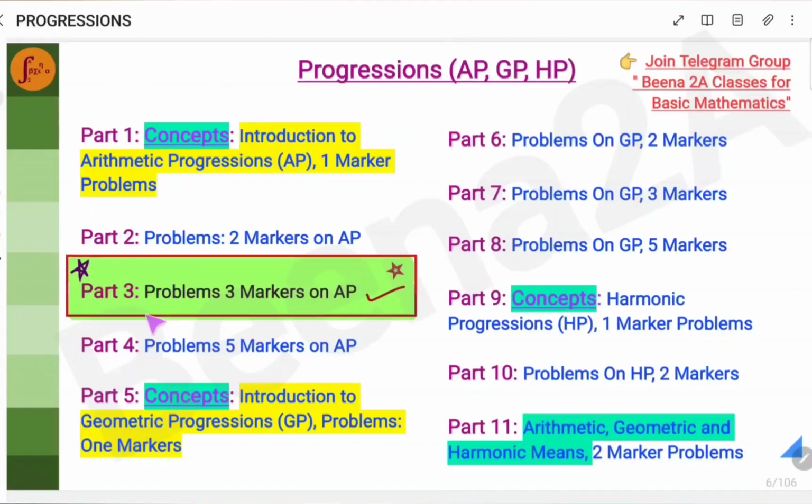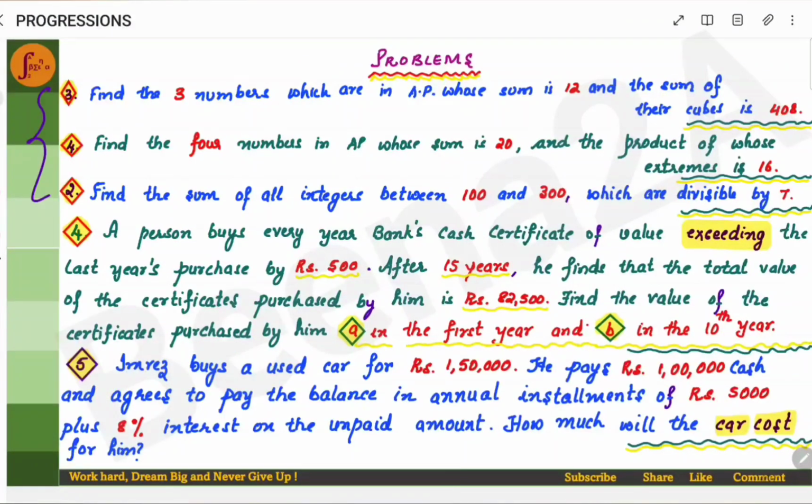Hi everyone. In this video we'll go through a few problems related to arithmetic progressions. We'll go through the first 3 problems in today's video and the next 2 problems in the next video.